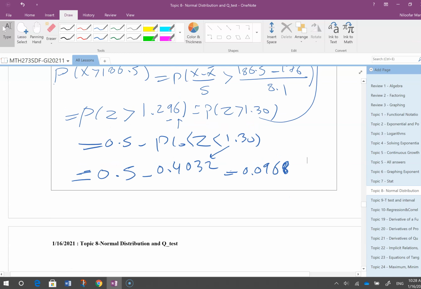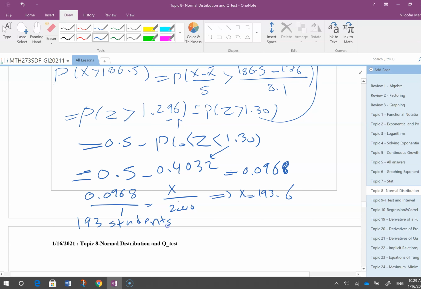Okay, so now 0.0968 over 1. How many over 1000? How many over 2000? Because it was 2000 people. Okay, so x is 193.6, so 193 students are taller than 186.5 centimeters.